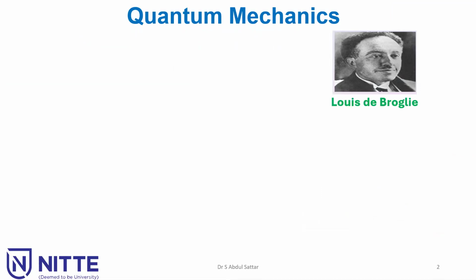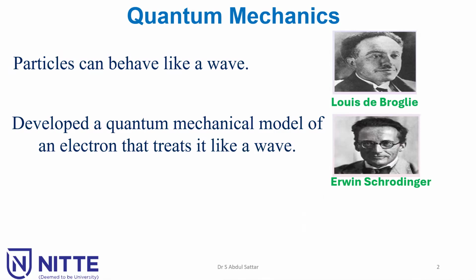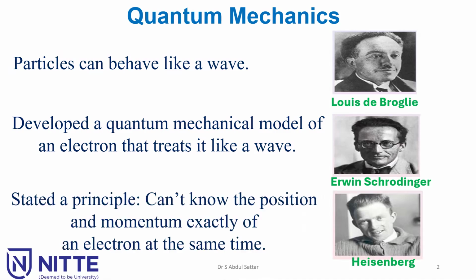De Broglie told that particles can behave like a wave. Schrodinger developed a quantum mechanical model of an electron that treats it like a wave. Heisenberg stated the principle that it is impossible to measure the momentum and position of an electron exactly at the same time. In all these discussions, the important varied behavior is that a particle can behave as a wave also.